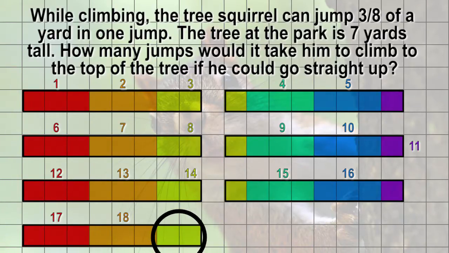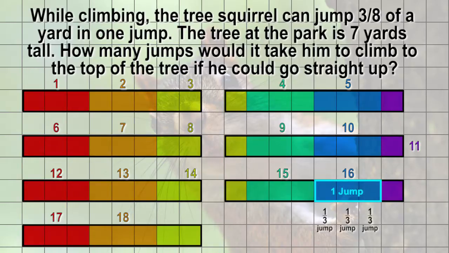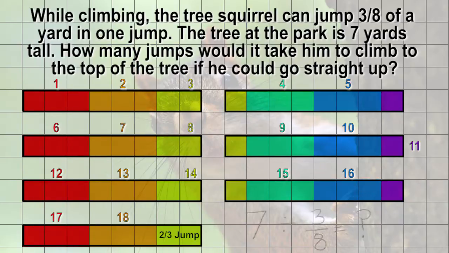There are 2 squares left that did not fit into a group. How do we describe these last 2 squares? Each square represents 1/8 of a yard, so the 2 squares represent 2/8 of a yard. But that doesn't really answer the question of how many jumps it will take to reach the top of the tree. Each square also represents 1/3 of a jump since it takes 3 squares to make a complete jump. So the 2 squares that are left represent 2/3 of a jump. So to complete the answer, if a tree is 7 yards tall and a squirrel can jump 3/8 of a yard in one jump, the squirrel will reach the top of the tree in 18 2/3 jumps.